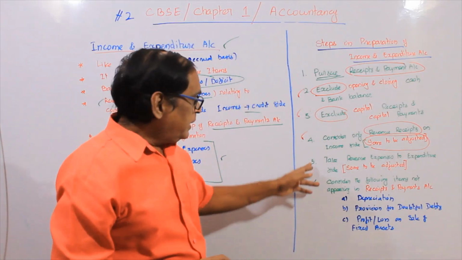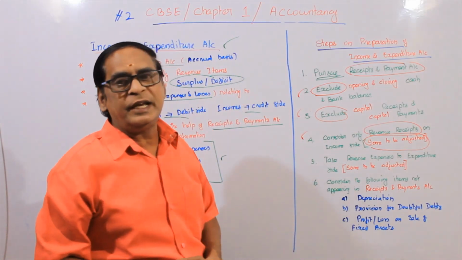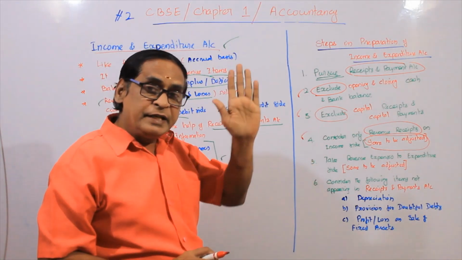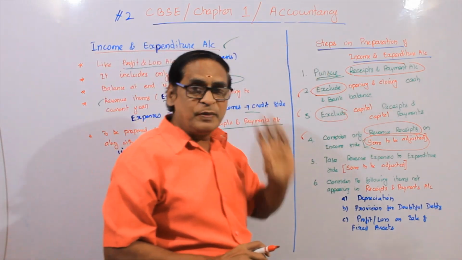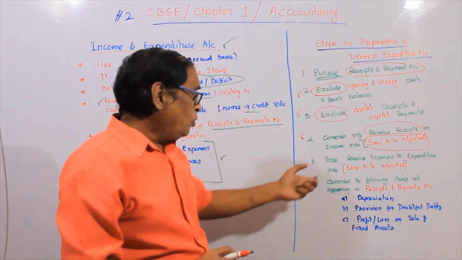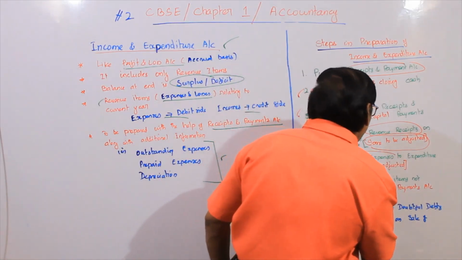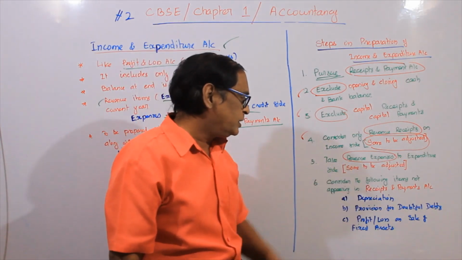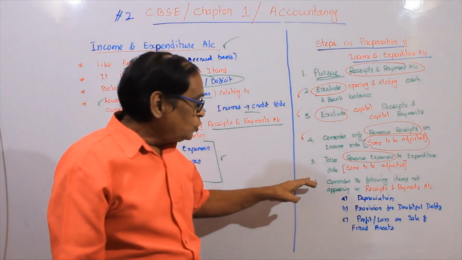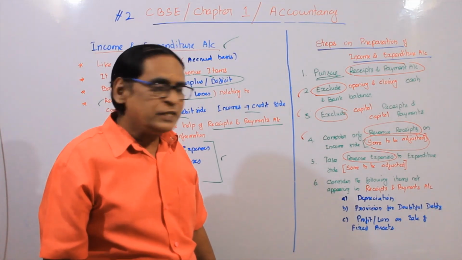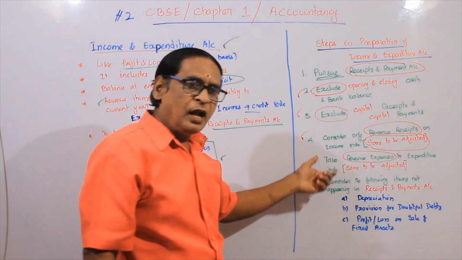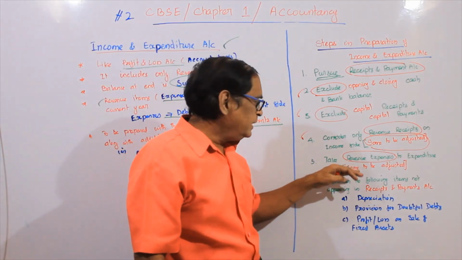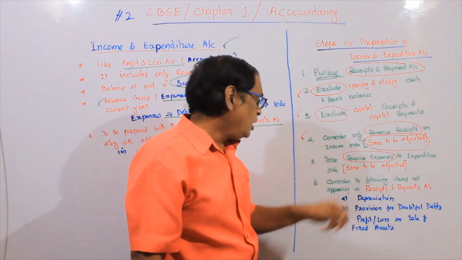And then take revenue expenses to the expenditure side. The revenue expenditures and all other capital expenditures will be on the credit side of the cash book, I mean the receipts and payments account. From that we have to take only revenue expenses. As far as the income and expenditure account is concerned, we take only revenue expenditures, on which also there may be adjustments. For example, outstanding salary, prepaid expenses, prepaid rent. So these have to be adjusted on the debit side of the income and expenditure account.